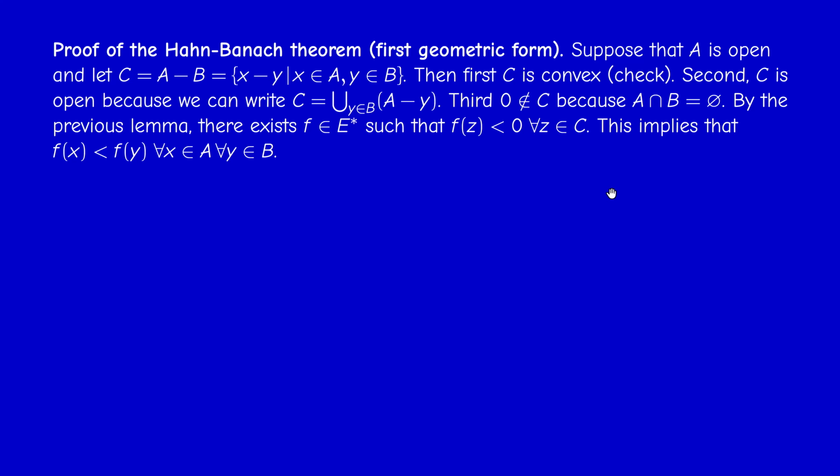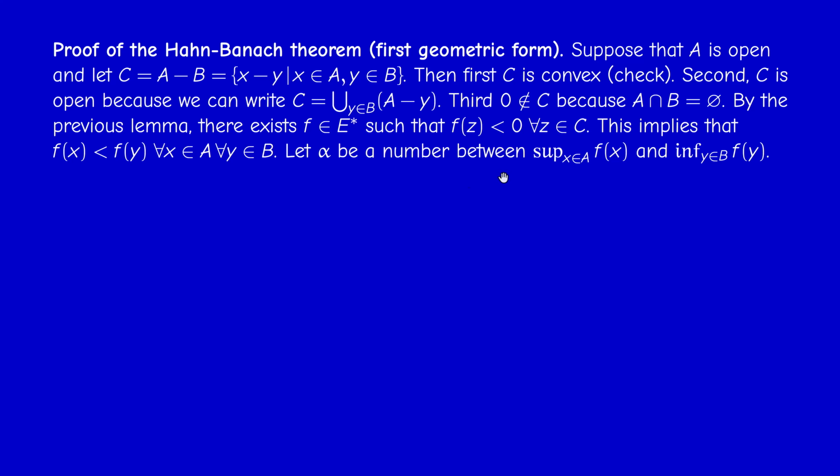And we are almost done, because if z is in C, then we can write z as x minus y, where x is in A and y is in B. So I get f of x minus y is negative for every x in A and for every y in B. And by linearity, we get f of x minus f of y less than 0, so f of x is strictly less than f of y. Therefore, in particular, the supremum of f of x for x in A is less than or equal to the infimum of f of y for y in B. We could have equality actually. This is why we don't have strict separation here.